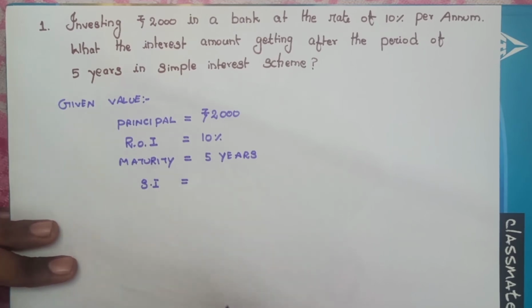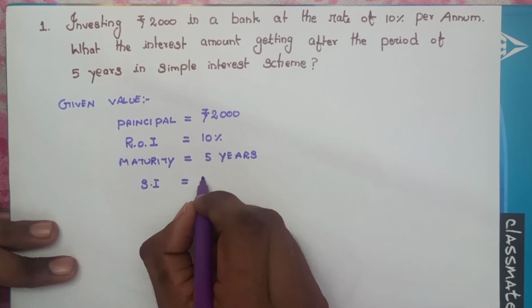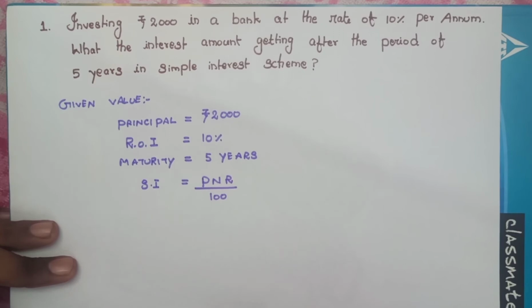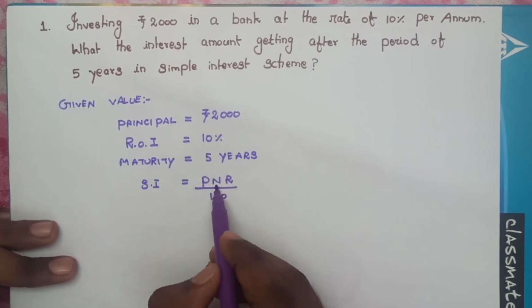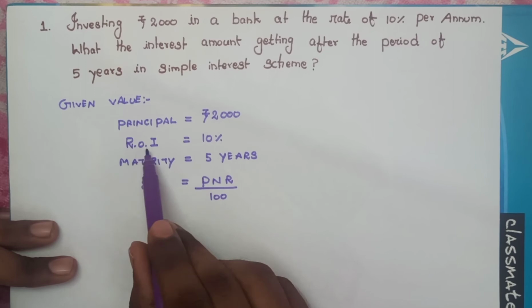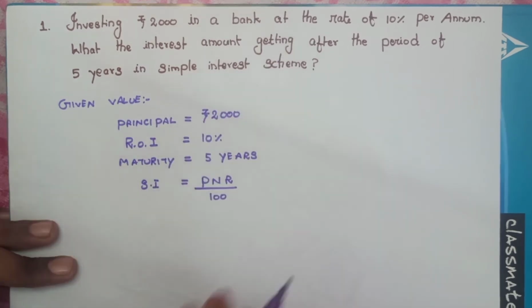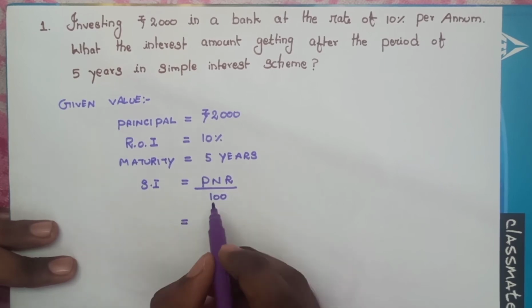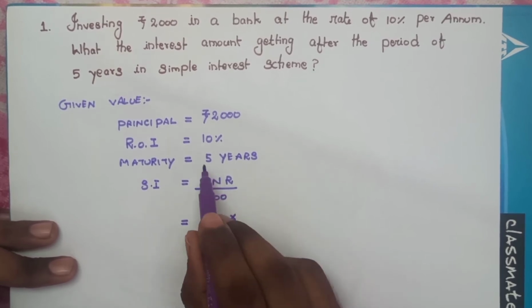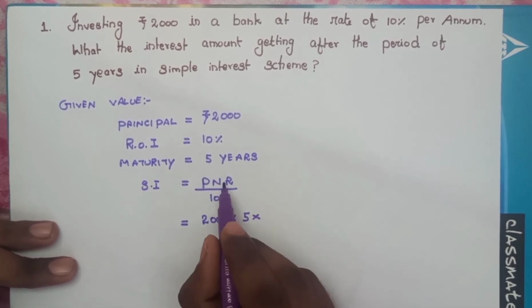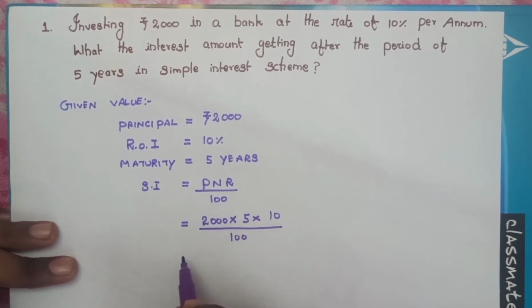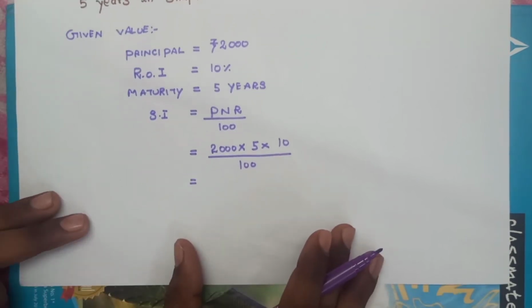And we have known the simple interest common formula, PNR divided by 100. Here the P represents principal, N represents number of years, and R represents rate of interest. So we have all the given values that we can apply into the formula. So simple interest equal to principal 2000 multiplied with maturity year 5 multiplied with rate of interest 10 divided by 100. So let me simplify this.